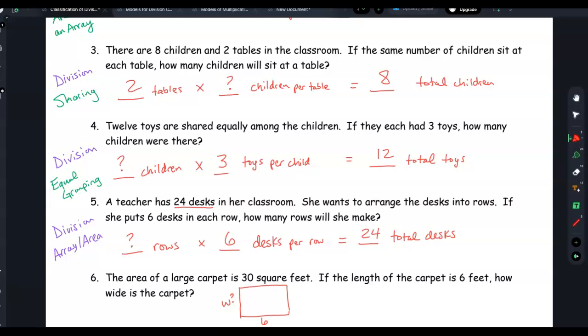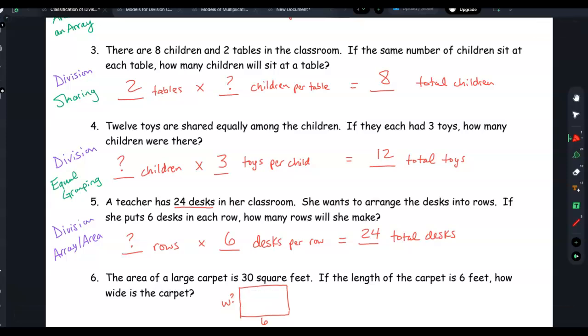So I'm going to draw a better picture of this on my separate sheet of paper, but I'm doing this to get us towards that setup equation. So I'm asking, do I know the number of rows, or do I know the number of objects per row? In this case, if I don't know the width, then I don't know how many of these rows I'm going to have.